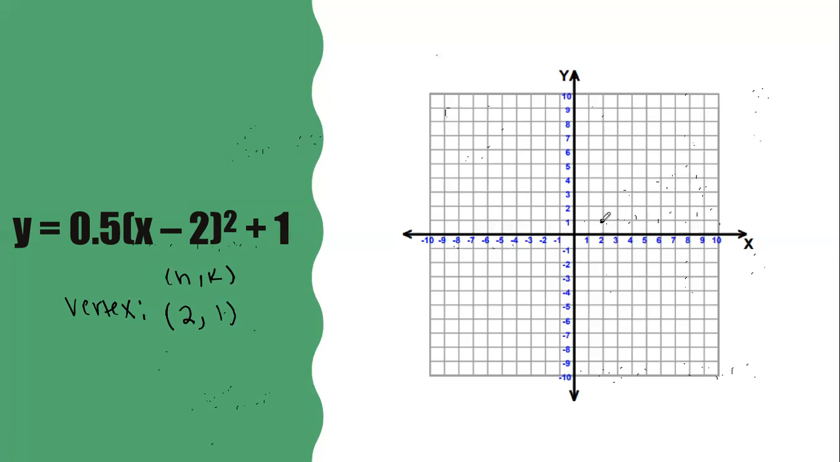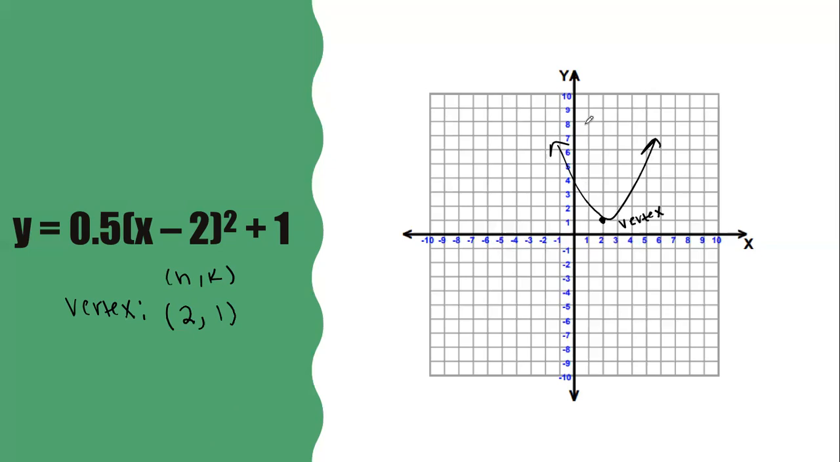And based on the quick thing I told you earlier, would this be a minimum or a maximum? Like, would my parabola be facing up or would it be facing down? It'd be facing up, because this a is positive. So I'm not gonna draw it out really, but it would look something like that, okay?